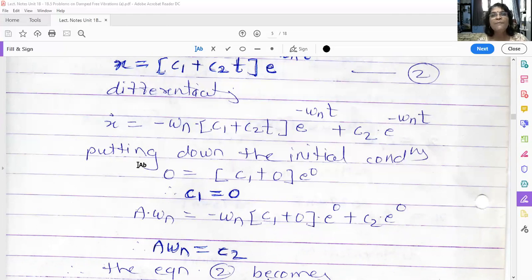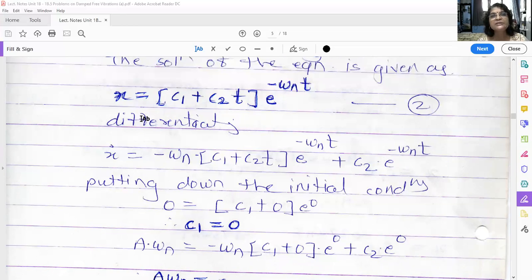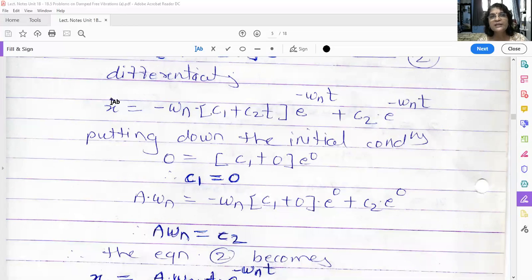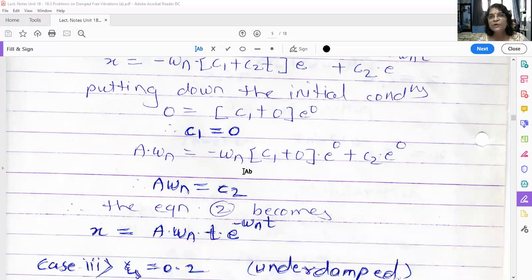Okay. Now apply second condition to this x dot. What is your second condition? x dot is equal to A omega n. So A omega n is equal to minus omega n into bracket C1 plus 0 because t is 0 into e raised to 0 plus C2 into e raised to 0. Okay. But C1 is 0. So what we will get? C2 is equal to A omega n.